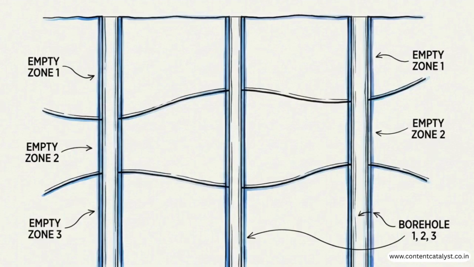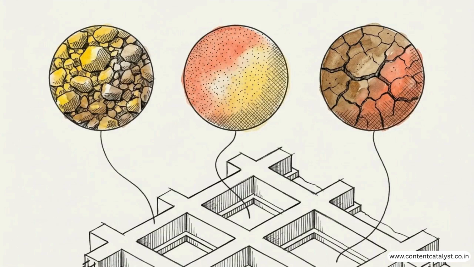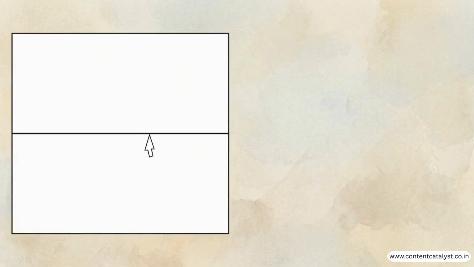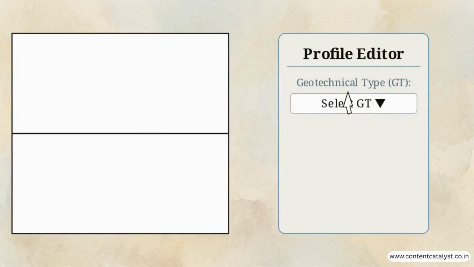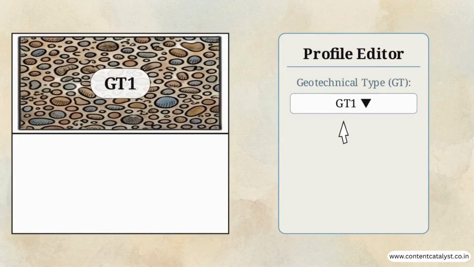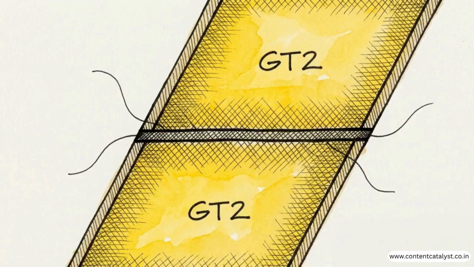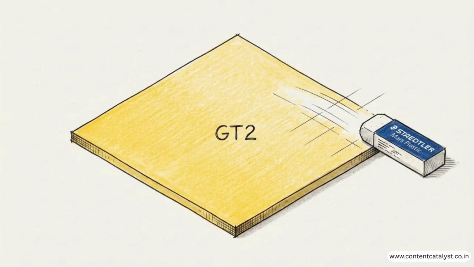Now that we have enclosed geometric zones, we must assign material properties to them. Click inside any of the zones between your interface lines to open the profile editor. Inside the editor, assign a specific geotechnical type, or GT, to the layer. For example, assign your fill material to GT1 and your sandstone layer to GT2. If you have adjacent layers that share the exact same geotechnical type, you can use the Merge tool to combine them and clean up the section's visual complexity.